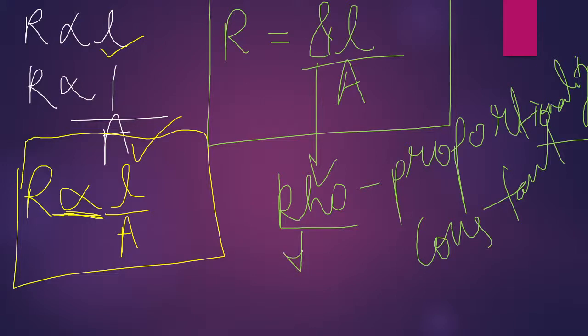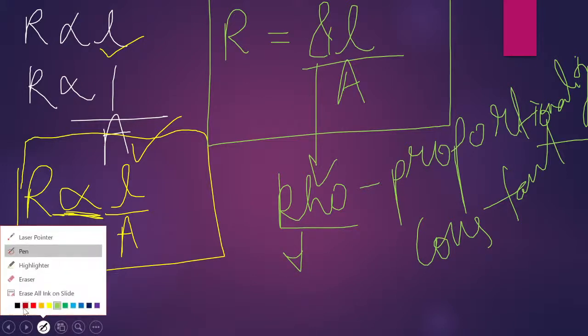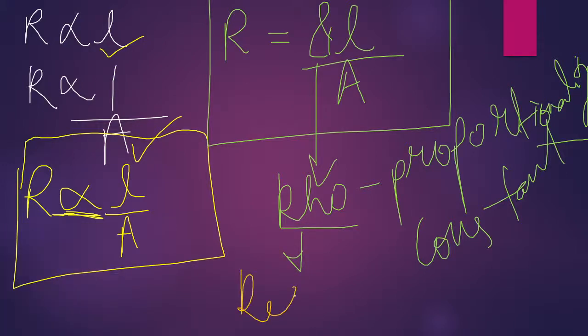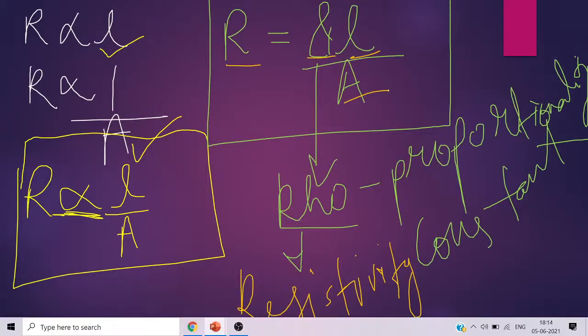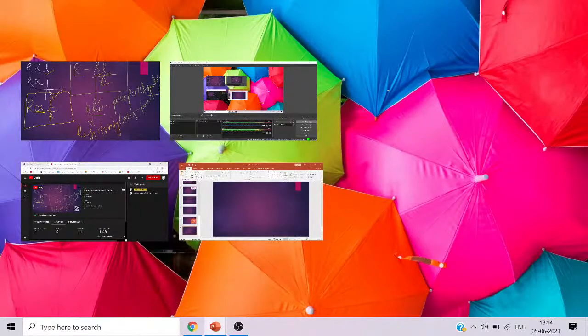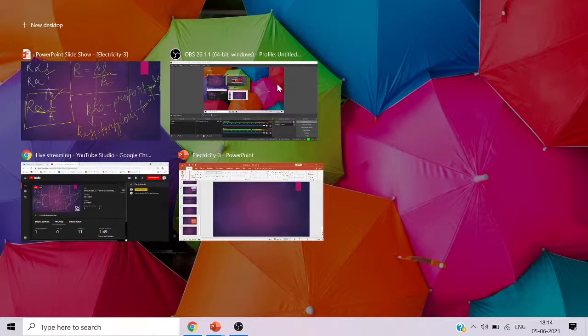And rho is also your resistivity. Now what is resistivity? I will come to that. But the formula that we have derived is R equals rho L upon A. It means your resistance is going to be rho L upon A. This is the formula, and on the basis of that, we will be solving the questions. And Menti is going to be there.